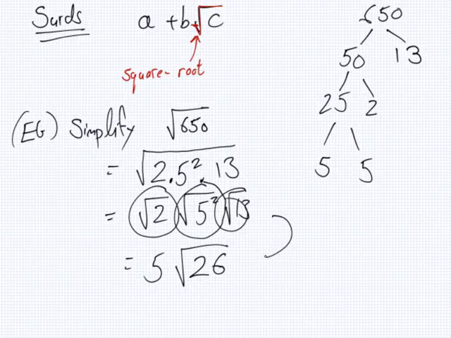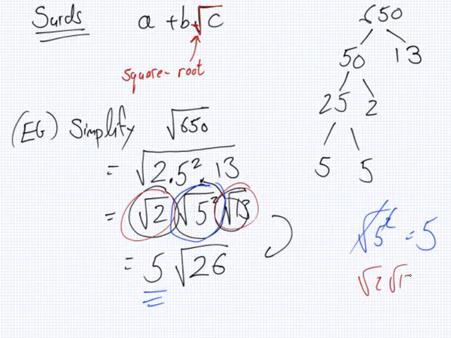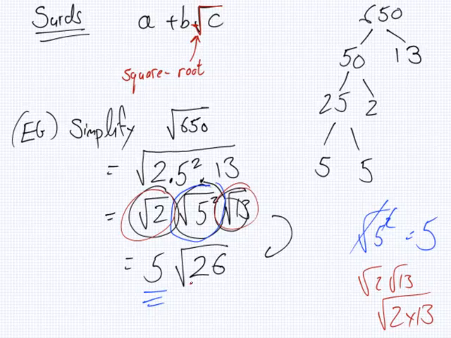From here to here, is it? Yeah. What I did was the square root of 5 squared is actually 5 because the square root and the square cancel. So that's how I get this. And then root 2 and root 13. Root 2 and root 13 is root 2 times 13. There's nothing else I can do with it, which is how I get the 26 here.